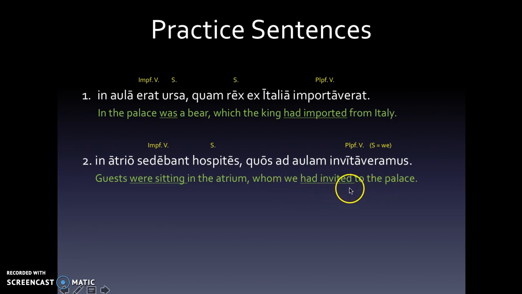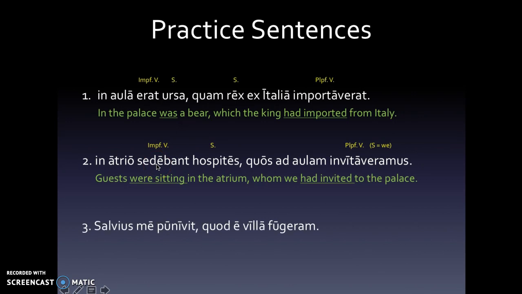So the guests were invited to the palace before they were sitting in the atrium. So we can see here how the pluperfect happened before the imperfect did. First the guests were invited, then they were sitting. But both of these are past tense. It's just that one happened before the other did.